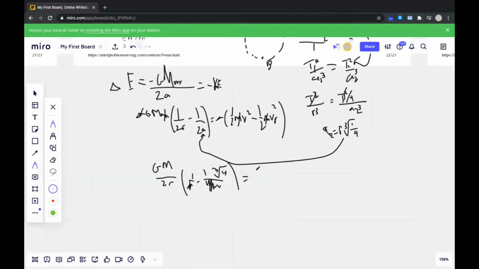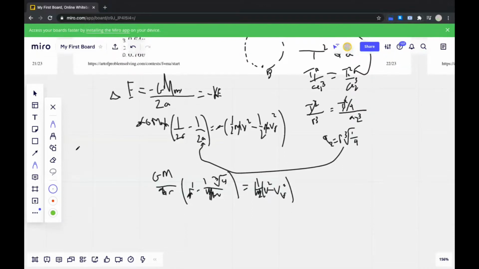This is going to be equal to 1/2 (v squared minus vf squared). Okay, now we can get rid of this 2 and this 2. And one more thing we need to do before we can finish is that using centripetal acceleration, we know v squared over r is going to be equal to GM over r squared. So this means that v is going to be equal to the square root of GM over r. This means that GM over r is the same thing as v squared, and therefore we can replace this with the v squared.